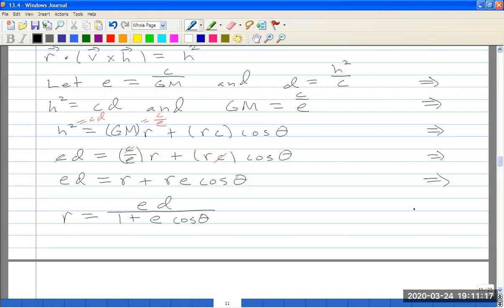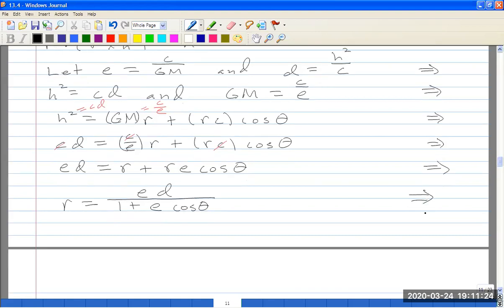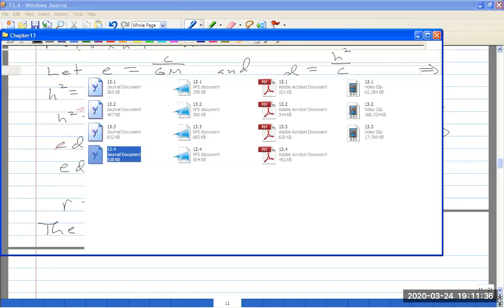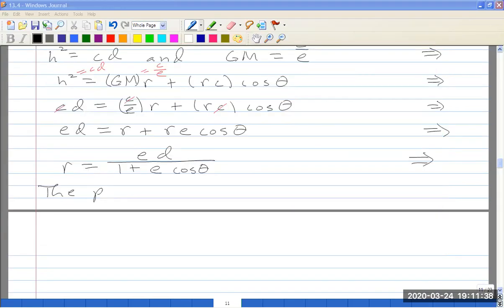Therefore, this says that the path... one second, get control back of the screen. What in the world? Okay, get control back of my screen.